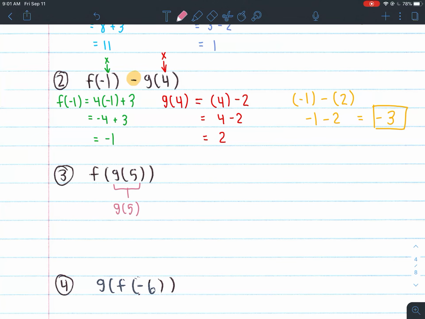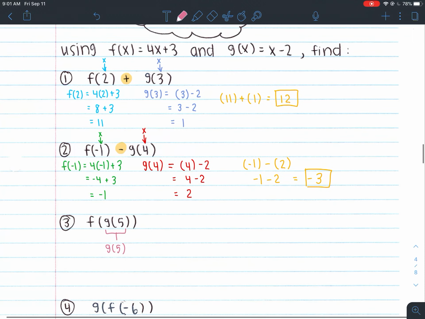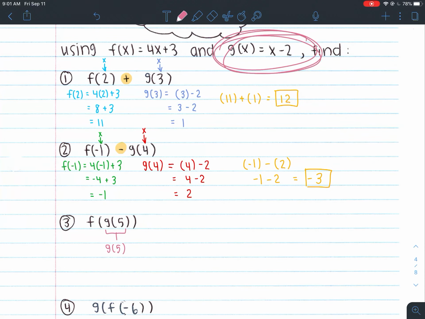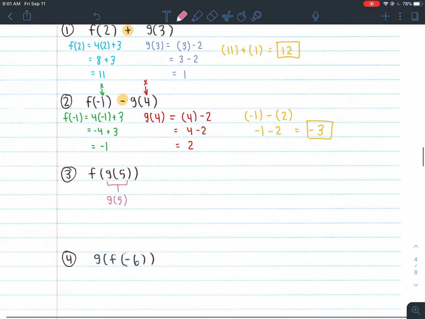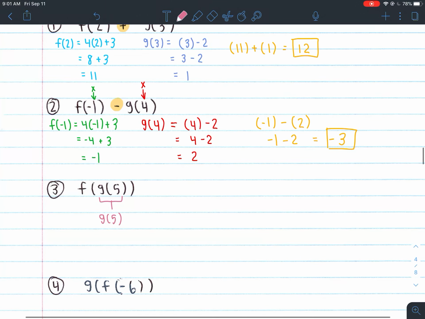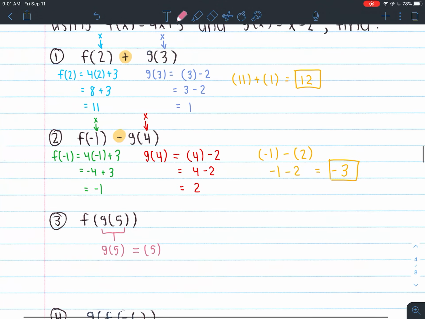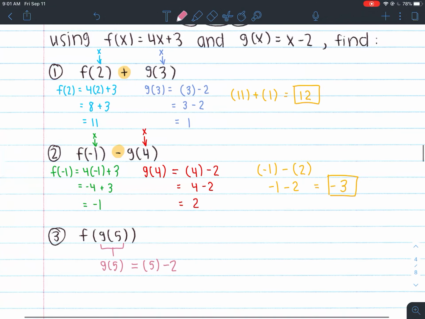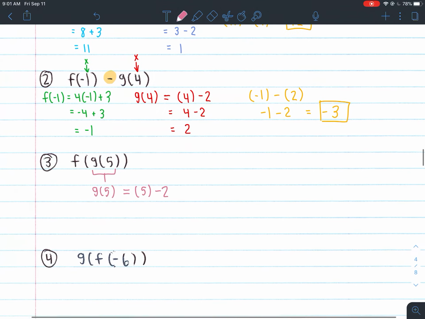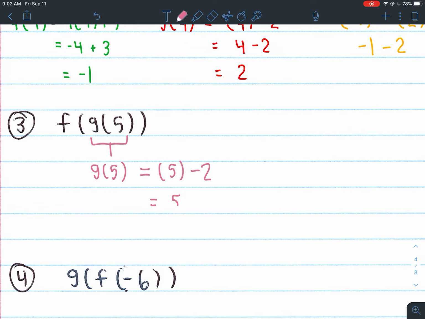Okay, it wants you to do g of 5 first. You always start on the inside and then work your way out. So g of 5, that means I need to use the g function, which is this one. And I need to plug in a 5 anywhere I see an x. So g of 5 means I'm going to plug in 5 for my x there, minus 2. Again, I'm using this function here. Well, that's just going to be 5 minus 2, which simplifies to 3.